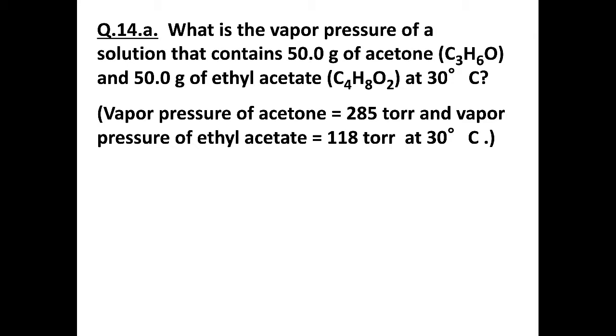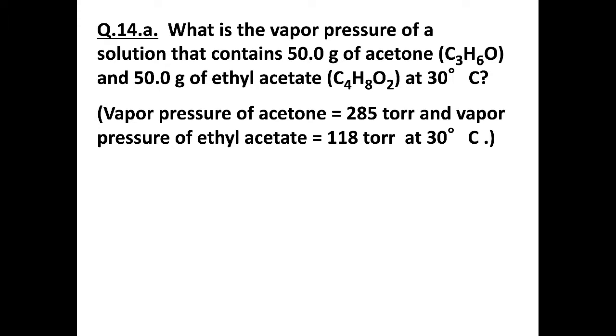Okay, now question 14. We didn't do this. It's a vapor pressure calculation. We want to find the vapor pressure of a solution that contains 50 grams of acetone and 50 grams of ethyl acetate. And note, we're given the vapor pressure of each of these, acetone and ethyl acetate, at that temperature we're interested in, 30 degrees Celsius. And both of these have vapor pressure, so they're both volatile substances.